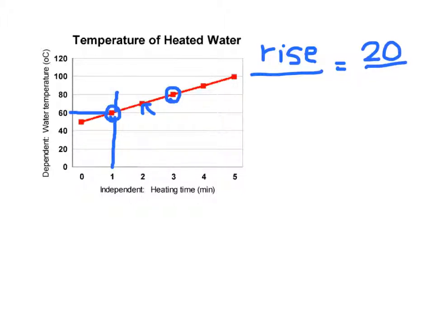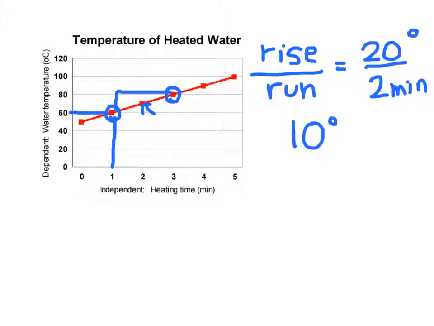It went up by 20 degrees, and the run was 2 minutes, excuse me, 2 minutes. So my slope should be 20 degrees every 2 minutes, and I can reduce that ratio to 10 degrees per 1 minute, or 10 degrees per minute. And that does make sense. So this point would be 70.